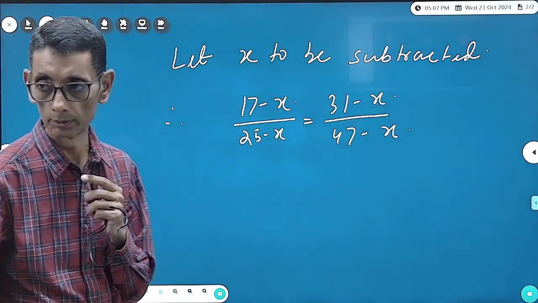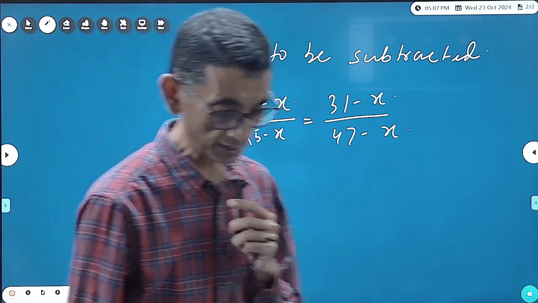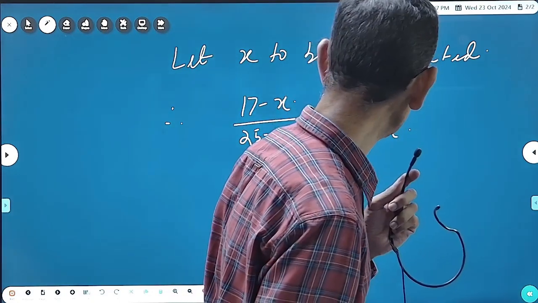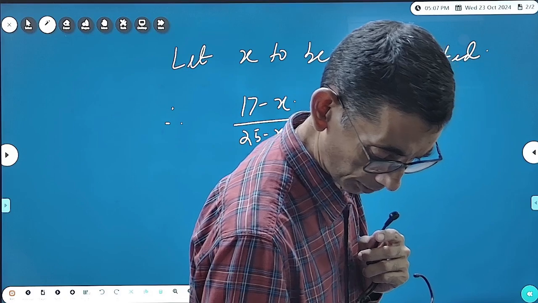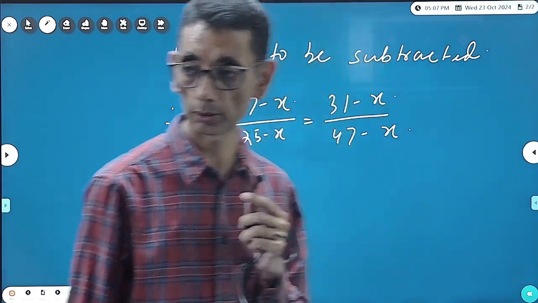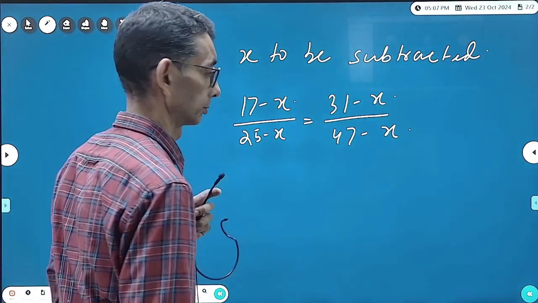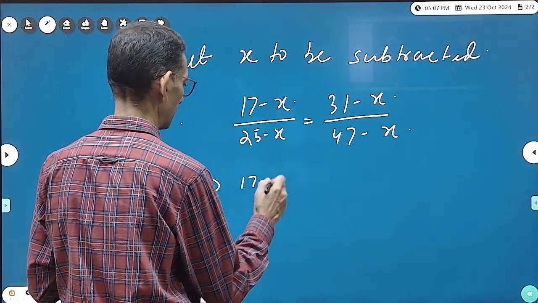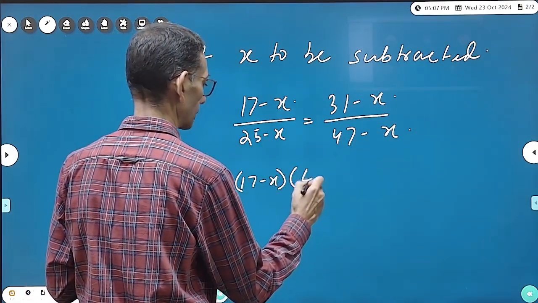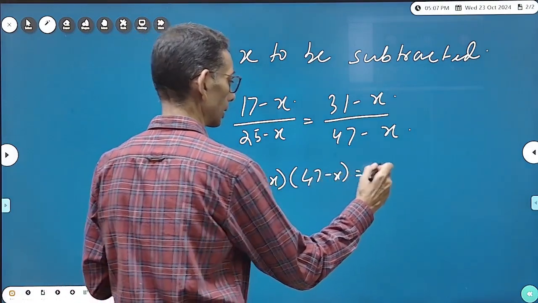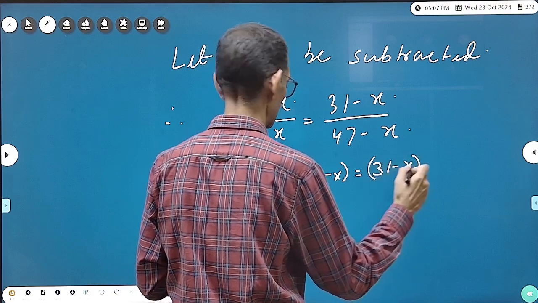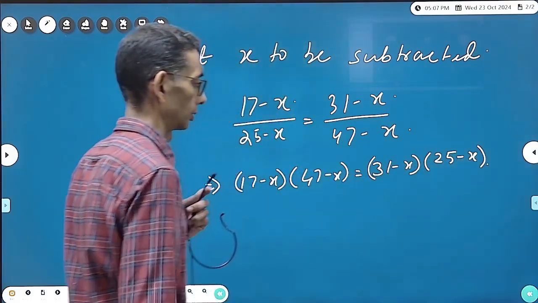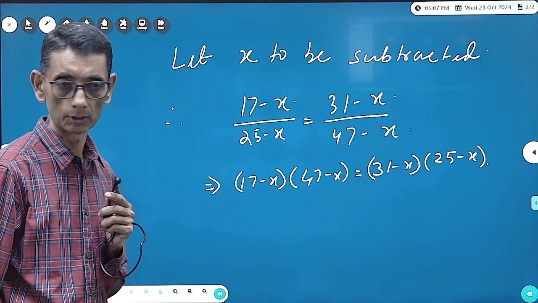The process is, you have to subtract the same number from all four numbers, then they will be in proportion. That is 17 minus x divided by 25 minus x equals 31 minus x divided by 47 minus x. Okay?